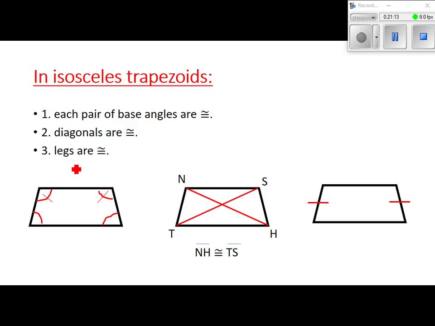All right, so write these down. And this should say properties. This is properties in an isosceles trapezoid.